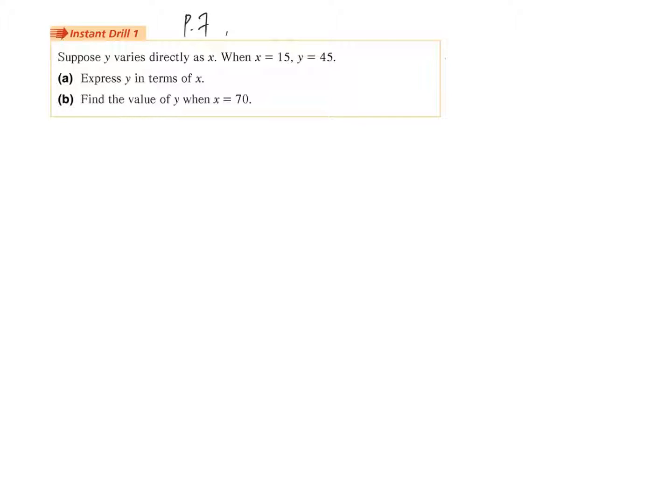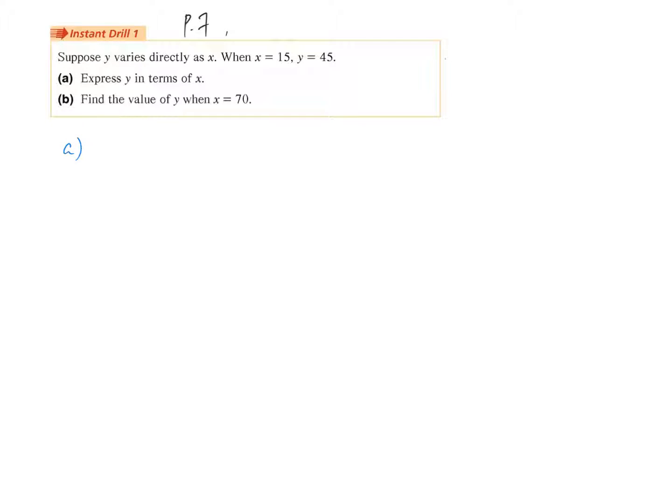Now let's take a look at page 7. This is instant drill number 1. Let's do it as an example. Suppose y varies directly as x. When x equals 15, y equals 45. Express y in terms of x. Find the value of y when x equals 70. Perhaps you can notice that this is exactly in the same format as the last example I gave you. This is a very typical, very easy question. Let's tackle it together.